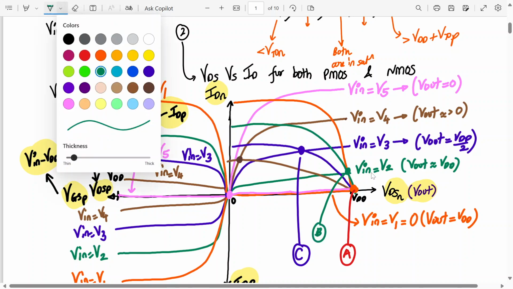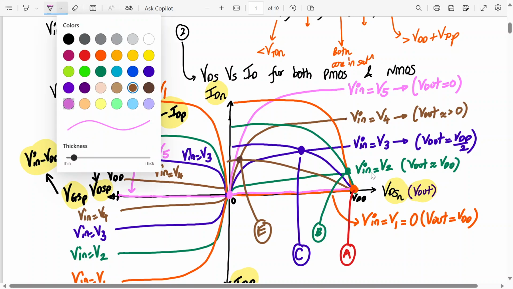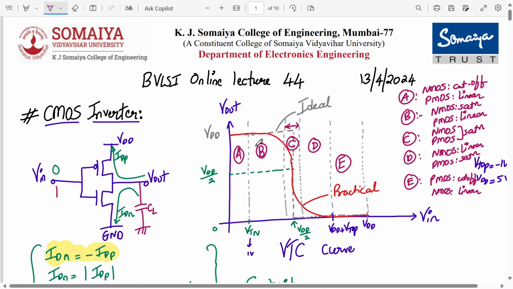This brown one is region E. And here, this light pink is my region. Sorry, this is D. The brown one is D, and this is E. Okay, at region E, your Vout is 0, but Vin is maximum, as you can see. So at these operating points only, we have these 5 regions which I've defined over here. So these points come from there.